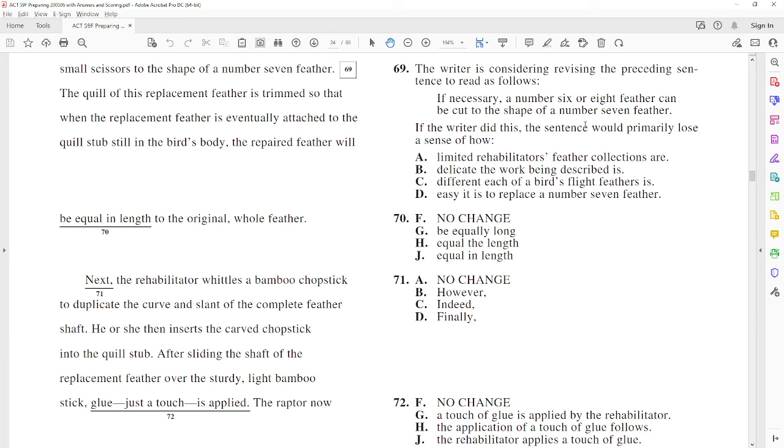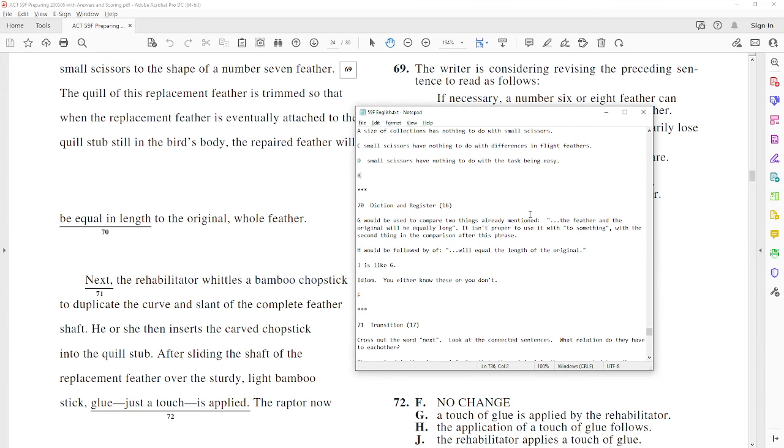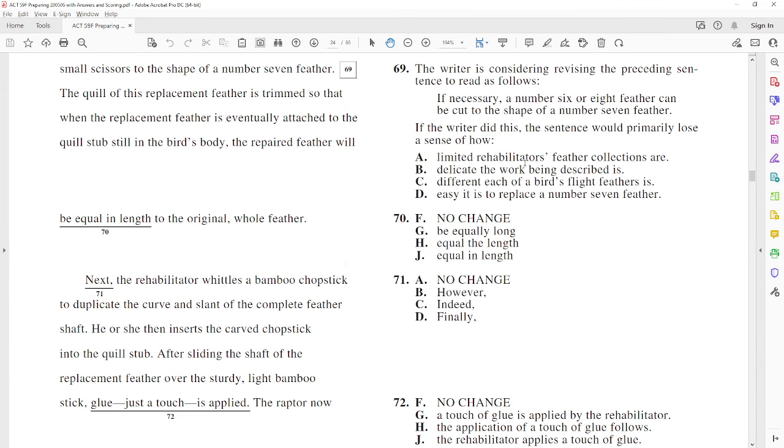Would be equally long to. You don't say equally long to. It would be equally long as. So I guess this has to do with diction and register. Let me see if that's what I put here for number 70. Oh, I did! Diction and register. Chapter 16.